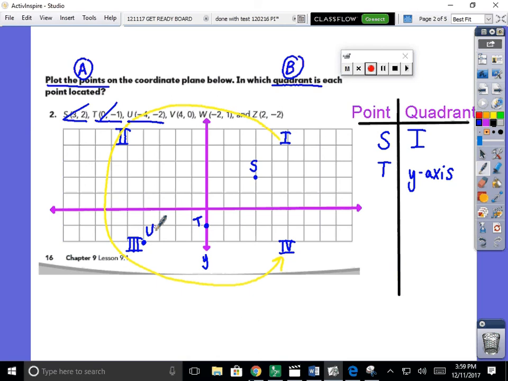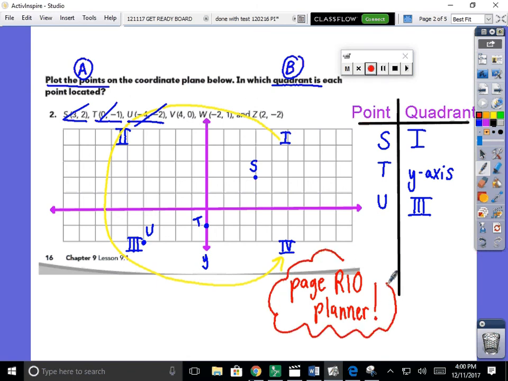That's point U. I can cross it off here, and again, we can come back over to our table and say, point U, where is it located? Well, look at those quadrants. It's not here in quadrant 1, it's not here in quadrant 2, but in fact it's over here. The bottom left is always quadrant 3. So we'll go ahead and quickly label this. We also spoke with students today in class. I reminded them that you could find this information about the quadrants on page R10 of your planner. So just a friendly reminder that you have some other resources too. If you get stuck, you can be checking on page R10 of your planner.